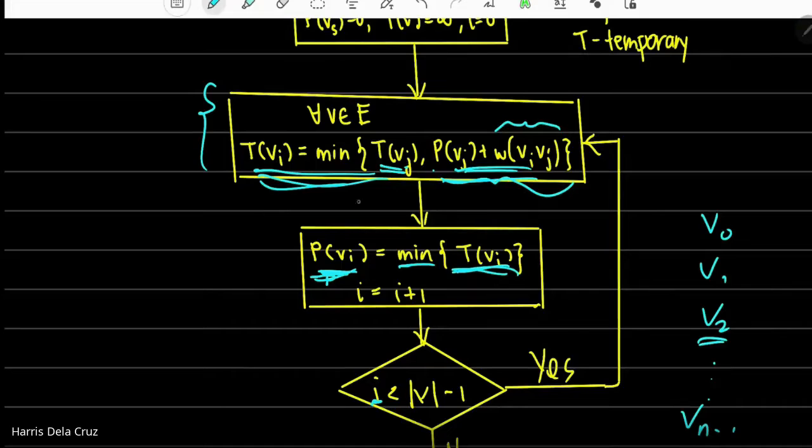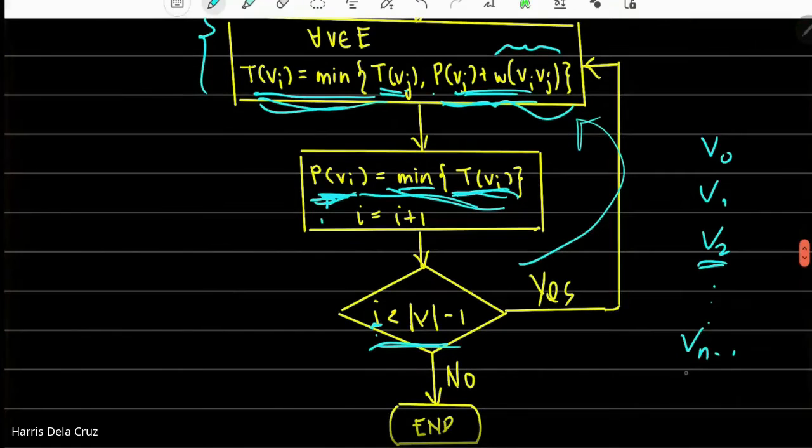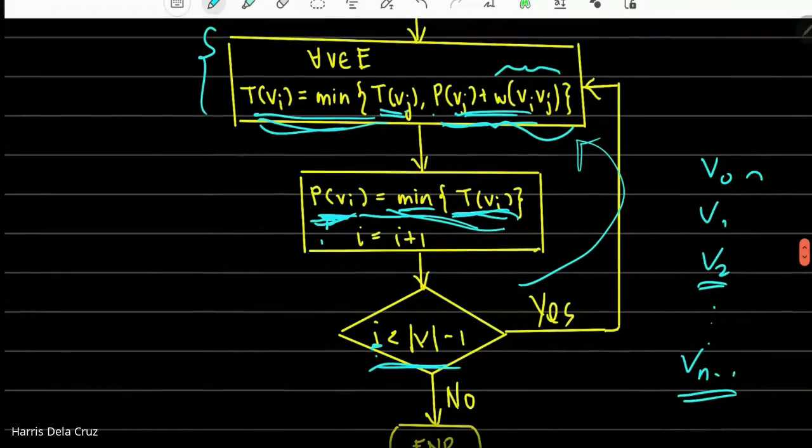So after you get a temporary label, get the minimum of all the temporary labels to fix that label. And then decide kung tapos na ba o hindi pa. Kung mas maliit pa rin yung i kaysa sa n-1, ikot ulit. Until ma-reach mo na yung terminal point na i equals n-1. Ibig sabihin, andito ka na sa final vertex. Tapos na kasi ito na yung n vertices. Wala na, tapos na. Okay? So that's the idea. Basta nadaanan mo na lahat ng vertex, tapos na.